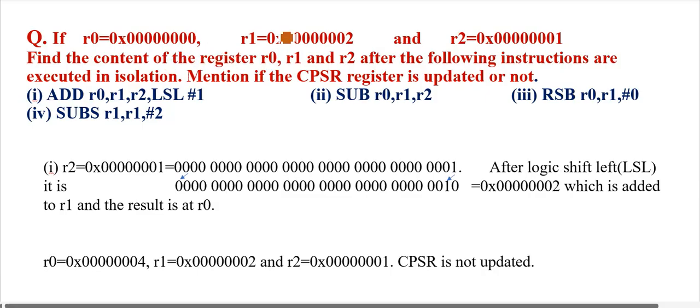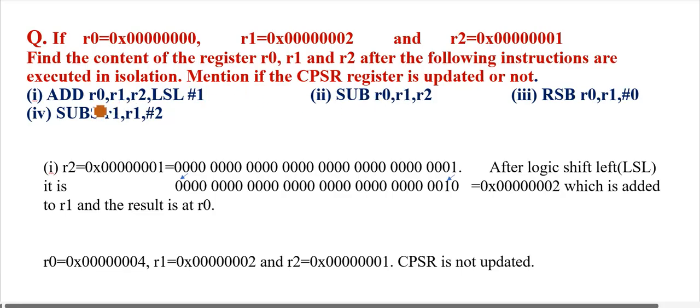If R0 is equal to 0, R1 is equal to 2 and R2 is equal to 1, find the content of all the three registers R0, R1 and R2 after the following instructions are executed in isolation. In isolation means think that only that instruction is executed. They are not in series. The instructions are executed separately. And mention if the current program status register is updated or not.